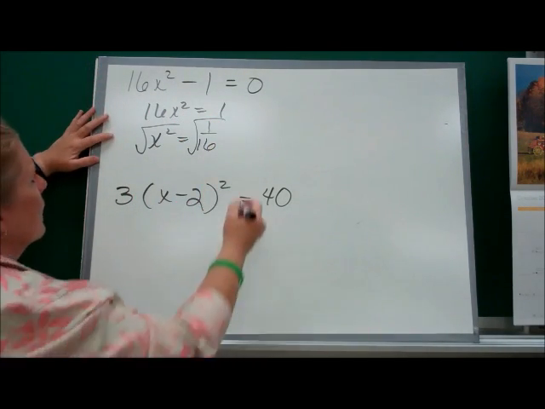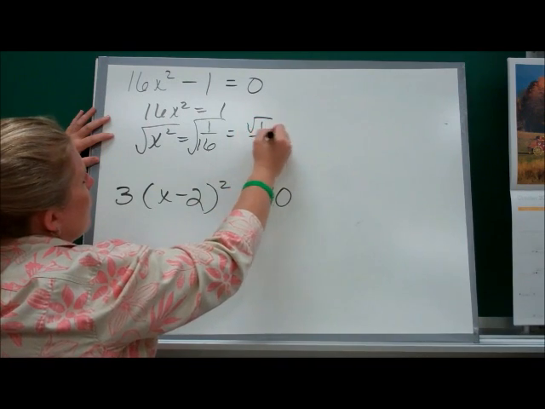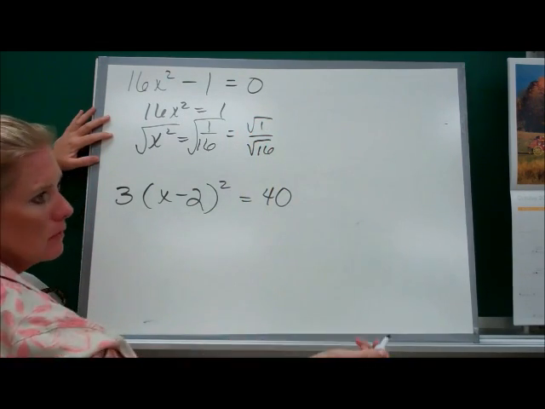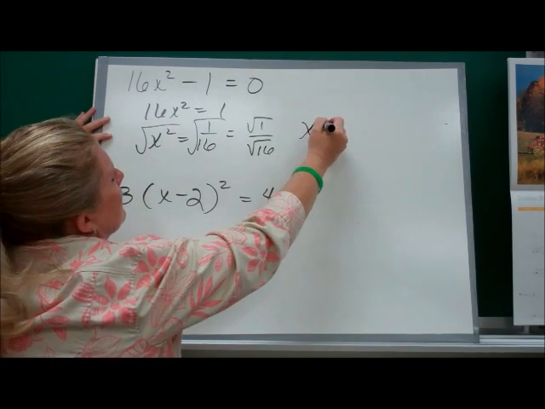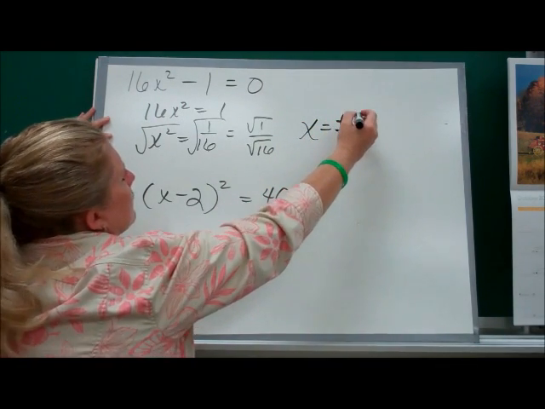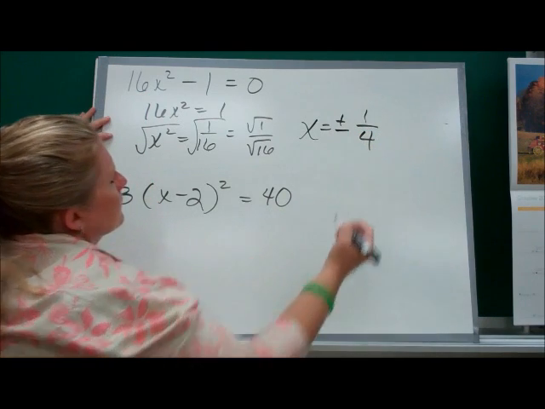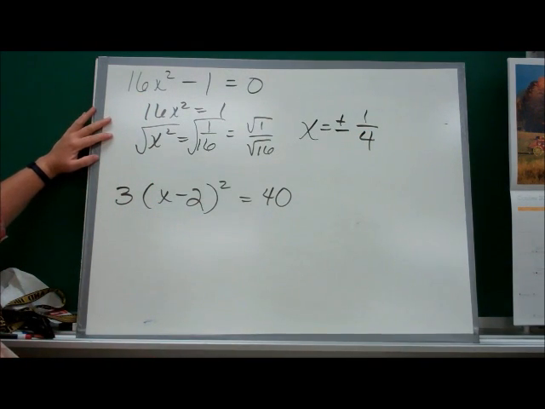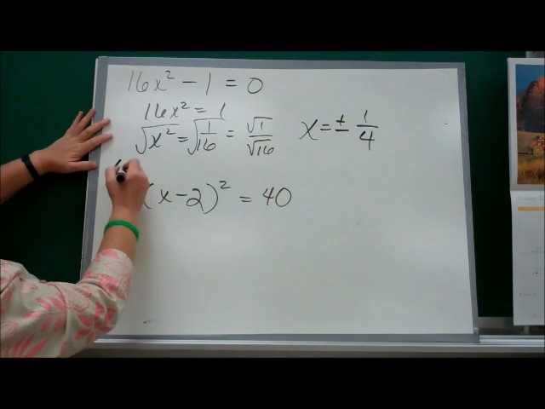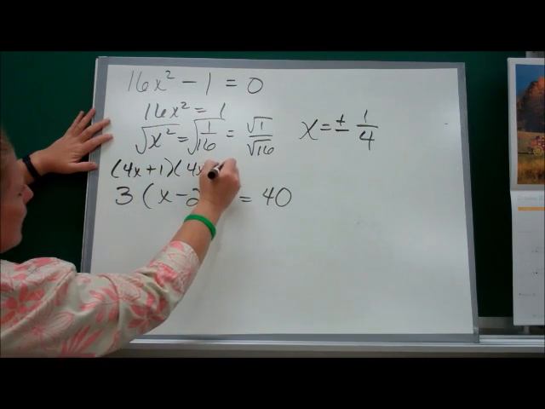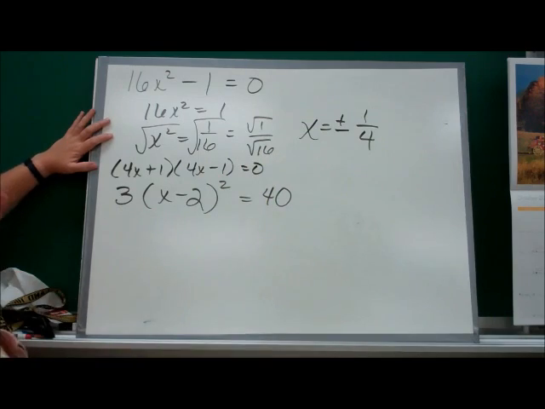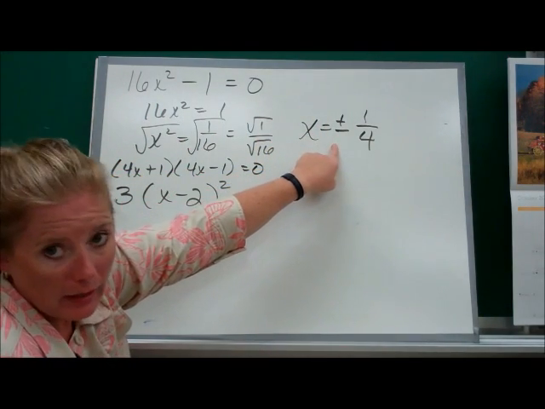Okay, when we do that, this is the square root of 1 over the square root of 16, which both are perfect squares. How nice. So x equals plus or minus 1 over 4. And even if you factored, remember it's going to be 4x plus 1, 4x minus 1 equals 0, and you're going to get positive and negative 1/4.